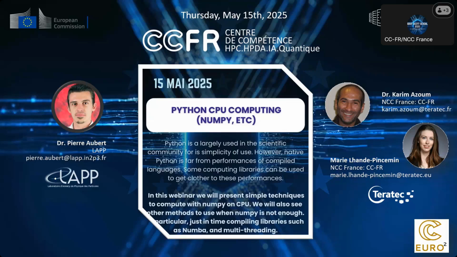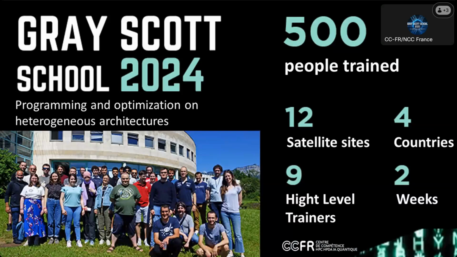Those 17 Grayscott Thursdays you will discover are held by 9 incredible teachers who will each one of them give you webinars on their topics, introducing at the same time the program of the summer school. So what is Grayscott School? It's a free summer school dedicated to programming and optimization on heterogeneous architecture.